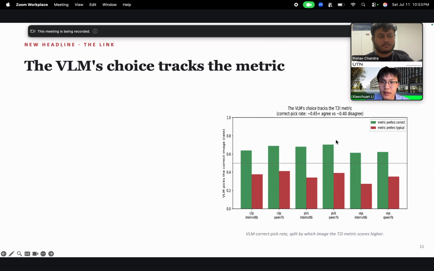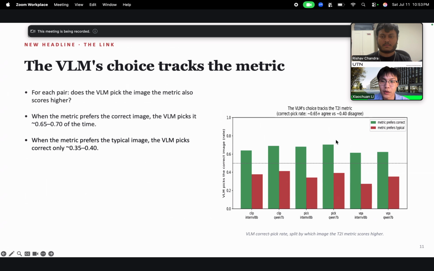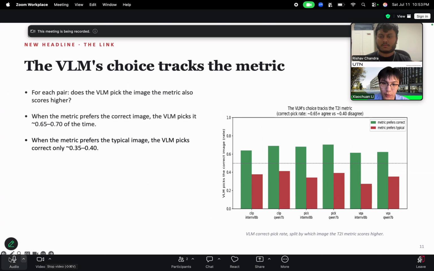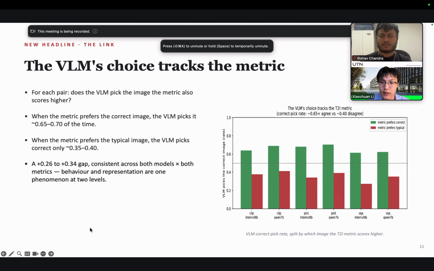And here is the link that ties it together. For each image pair, we asked, does the VLM pick the same image? When the metric scores are higher before the correct image, the VLM picks correct about 65 to 70% of the time. But when the metric leans towards the typical image, the VLM only gets it right about 35 to 40% of the time. That is a gap of roughly 0.3, and it holds across both models and all three metrics.